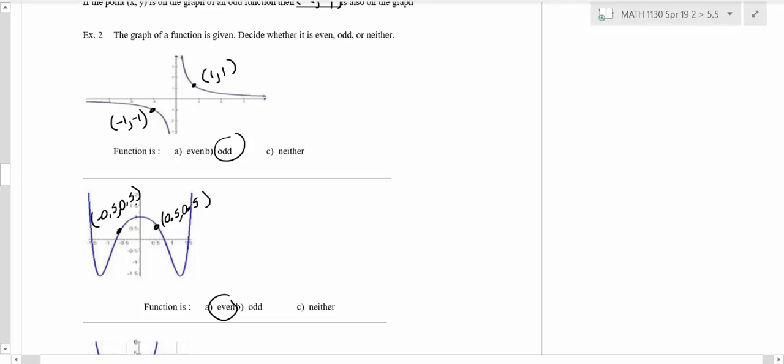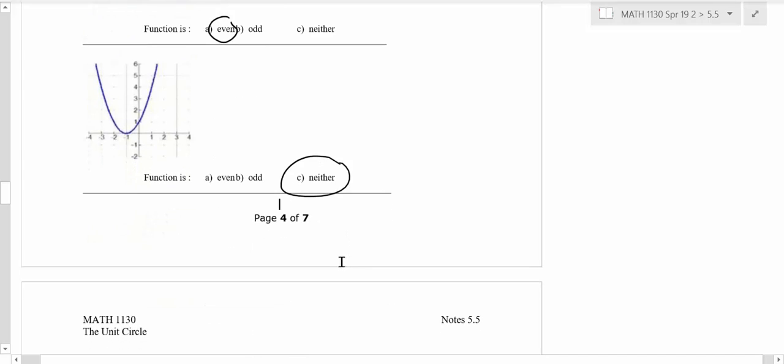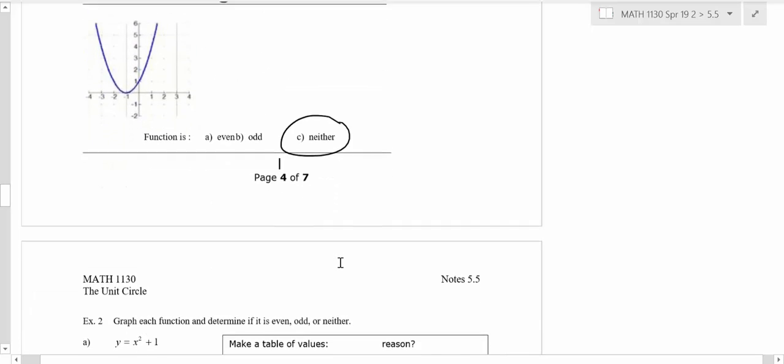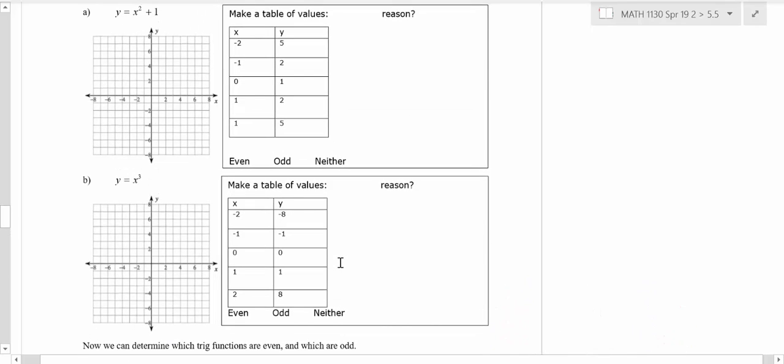Symmetrical about y. And then the next one, what do you think about this one? Has that got any symmetry? No, there's no symmetry, so that would not be an even or odd function. All right, let's go to the next page. I want to make sure you have this really well established in your mind, because when you do the trig functions, you don't want to memorize the identities, you want to just make them, if you understand how this works.